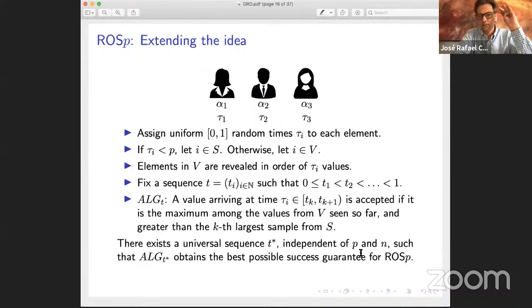I mean, you need to look at the ranking in S because maybe P is very large, and you cannot expect to get something that's larger than everything in S. That's unreasonable to expect to get something very large there. But it is reasonable to get something larger than some kth, like the 10th or whatever, even if P is large. So that's the algorithm for a fixed sequence. So that's ALG_T.